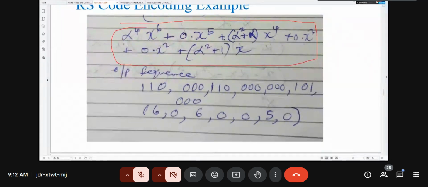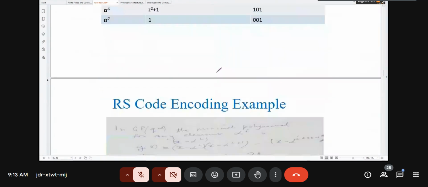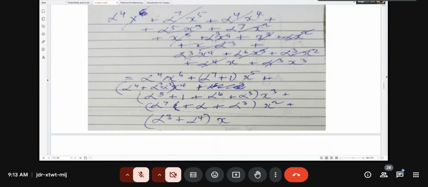So we are saying our output sequence is 7 symbols, sorry, not 7 bits. So the first symbol will be this one. Remember, alpha to the 4 is z squared plus z. We must always go back to this table of symbols. Alpha to the 4 is z squared plus z. This is alpha to the 7 plus 1.